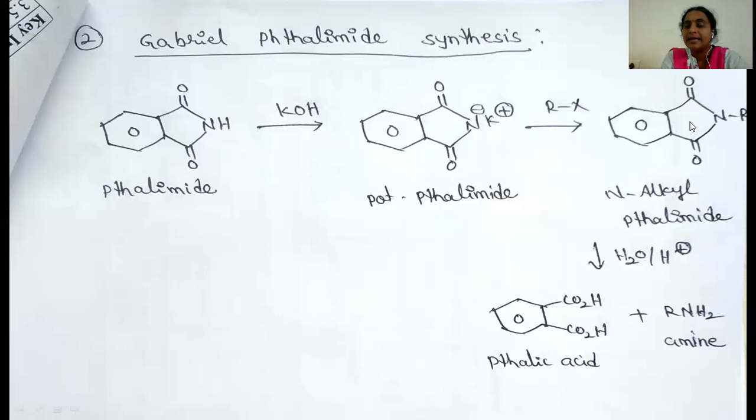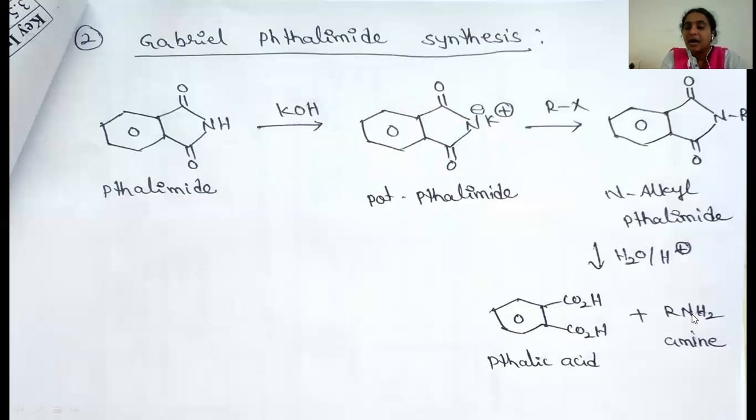Now this N-alkyl phthalimide undergoes hydrolysis. Then what will happen? This amide group linkage will break, and this bond also will break. Because of hydrolysis, one OH group will substitute here, one OH group will substitute here, and one hydrogen will be substituted on the nitrogen. So finally, it produces the phthalic acid as well as the amine.